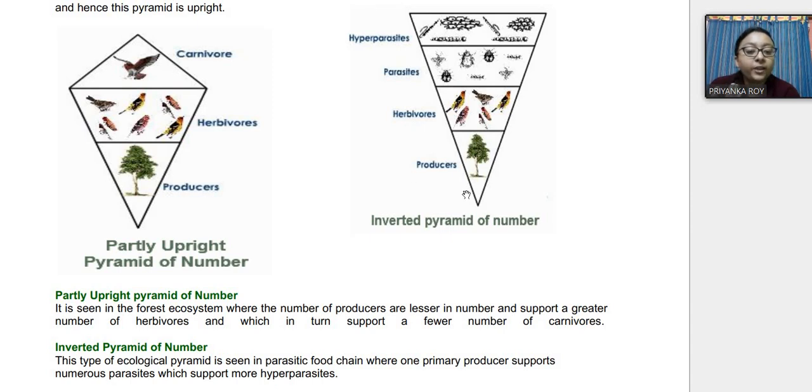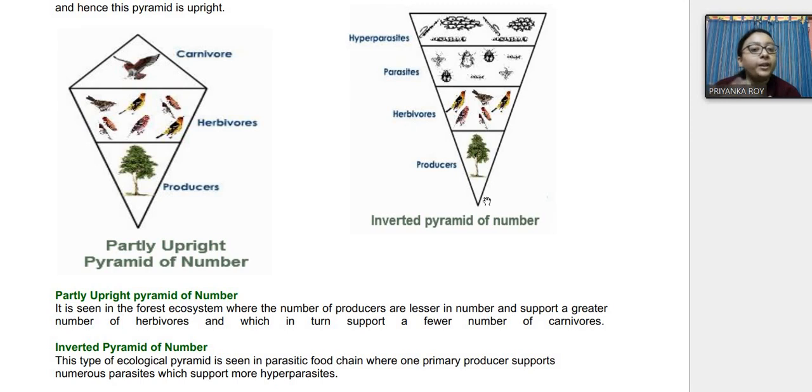Now, when you see that in a single tree there are herbivores, then the parasites. If you move on to the parasitic kind, then you will see that the pyramid of numbers is inverted. Parasites are little organisms and they are multiple in number. Then there are hyperparasites feeding on these parasites, so they are also quite large in number. So the pyramid is inverted and the number of organisms keeps increasing at each trophic level. So this is known as an inverted pyramid of numbers.